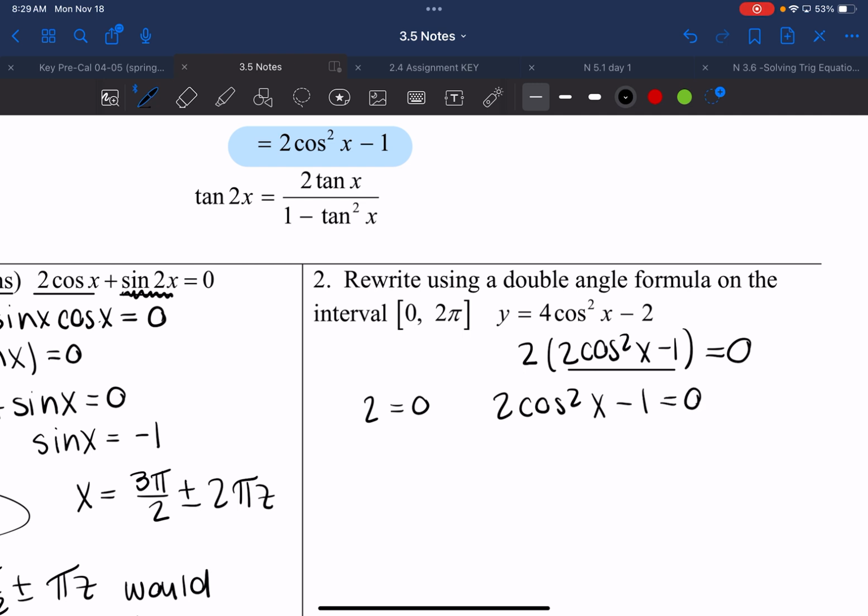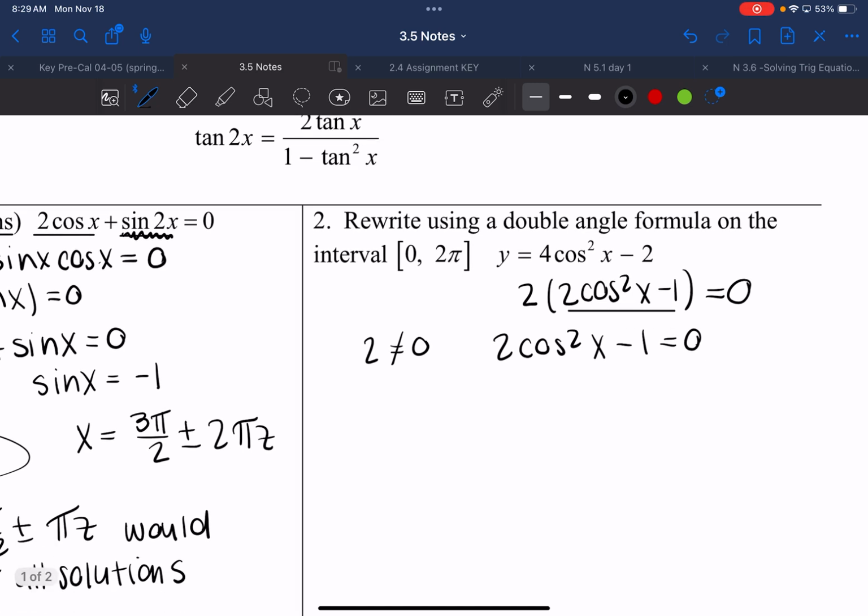So if I were to just solve here, we know 2 does not equal 0, right? So that's not going to give me any solutions. I could solve this piece by adding the 1, right? So then after I add the 1, what would we do? Divide by 2. So we'd have cosine squared is equal to 1/2. How do we get rid of the square? Take the square root.